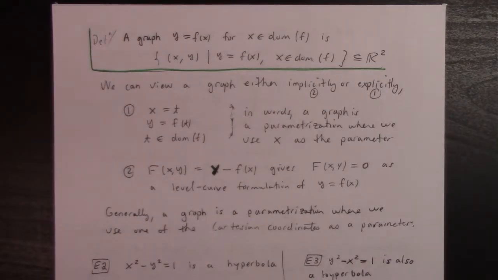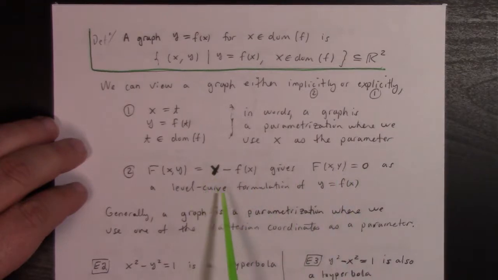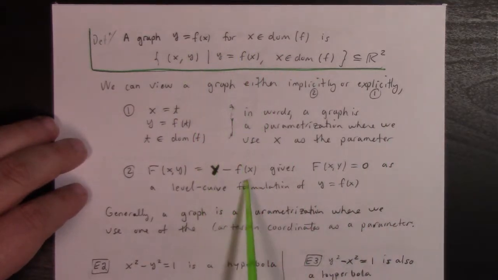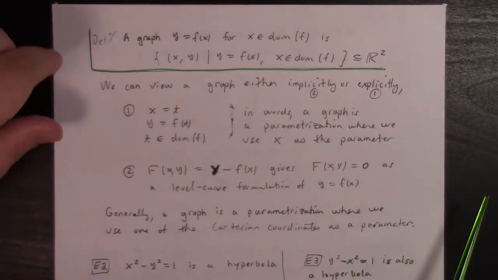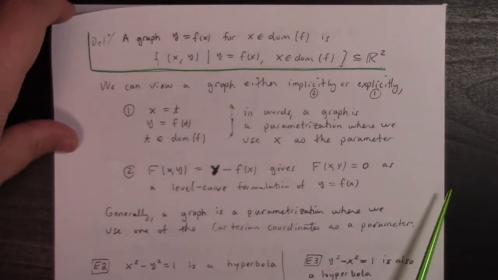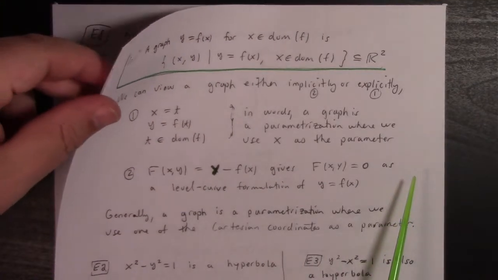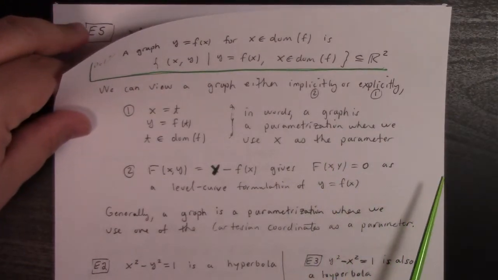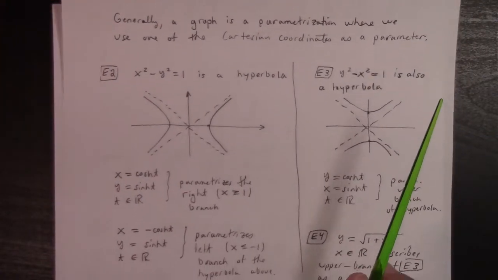Y minus f of x gives, when that's 0, that means that y is equal to f of x, right? And that's the graph. So since a graph is written in terms of Cartesian variables, it's easy to come up with a Cartesian equation which recovers the graph. All right. So generally a graph is a parameterization where we use one of the Cartesian coordinates as a parameter. So I think of a graph as kind of being a middle ground between the parametric viewpoint and the level curve viewpoint. All right. And all three of these viewpoints are important.